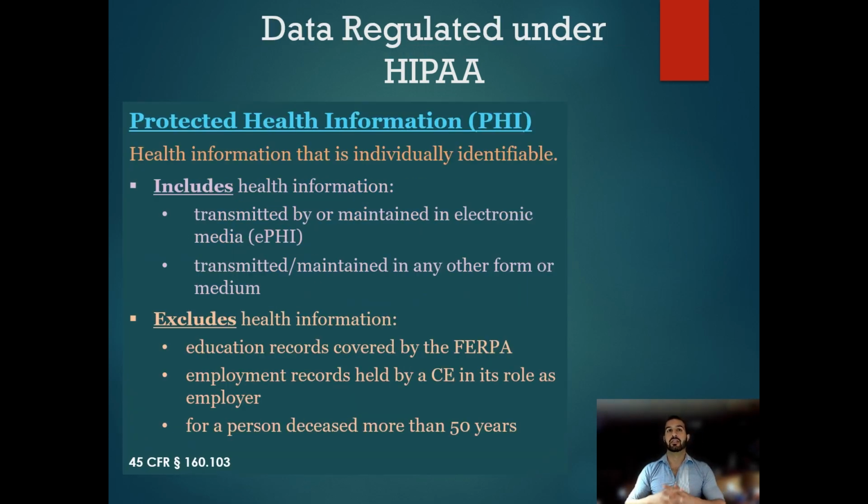So protected health information. This is the data that is regulated under HIPAA. So this is more specific than just health information in general, which is what I first started discussing in this presentation. So protected health information, PHI, is what we refer to it as, is health information that is individually identifiable.